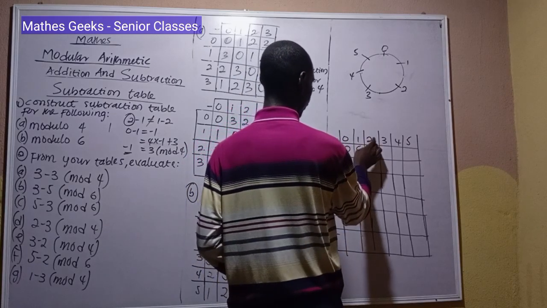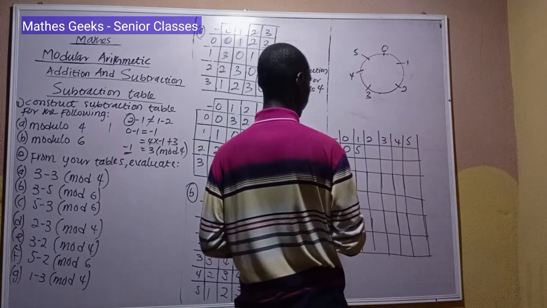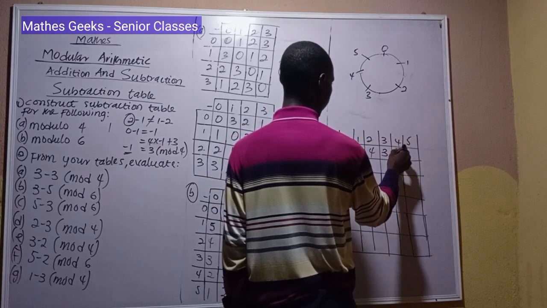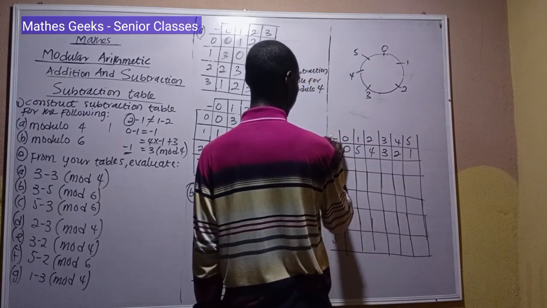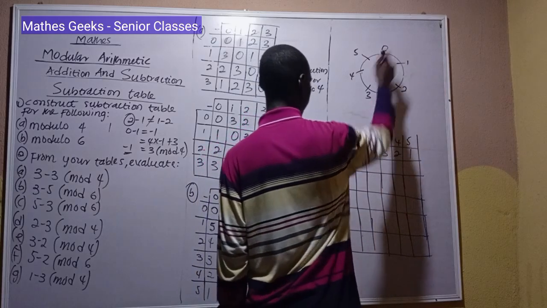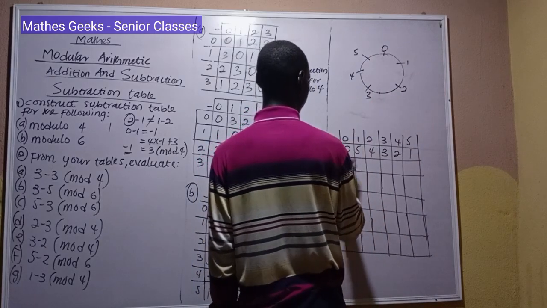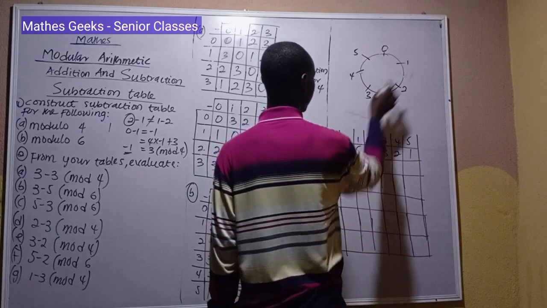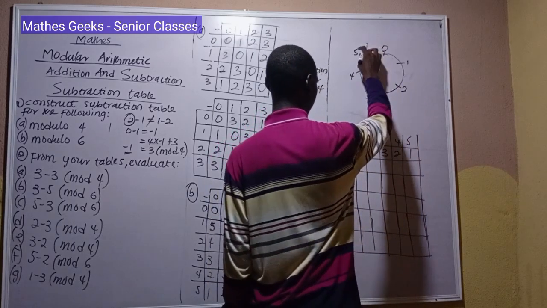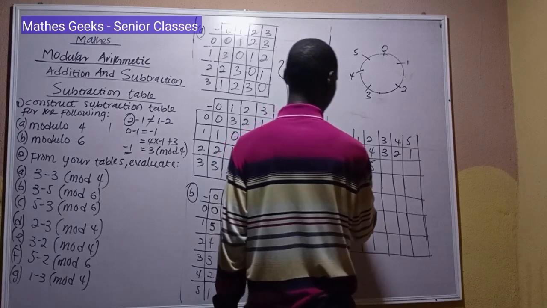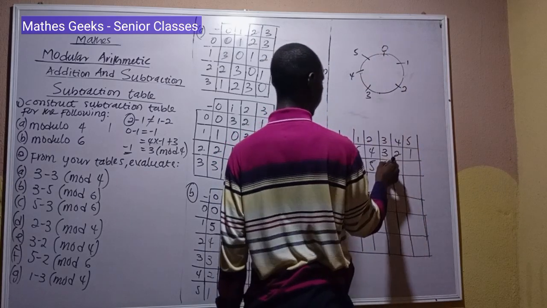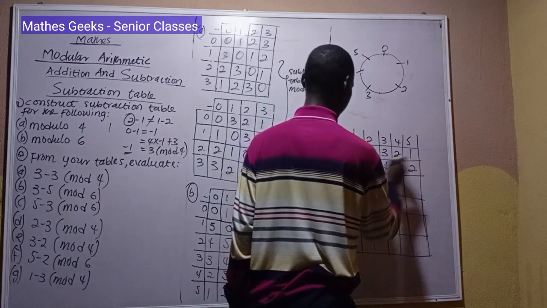0 minus 2, from 0 minus 2, that's 4. 0 minus 3 is 3. 0 minus 4 is 2, 1. 1 minus 0, from 1, that's 1. 1 minus 1 is 0. 1 minus 2, from 1: 1, 2, that's 5. 1 minus 3, from 1: 1, 2, 3, 4, that's 3, 2.